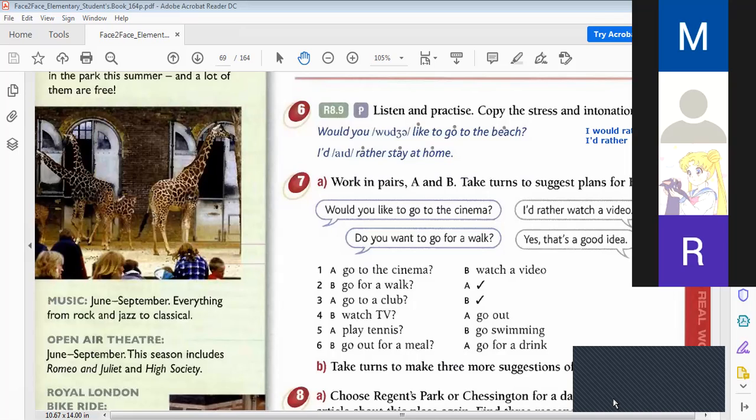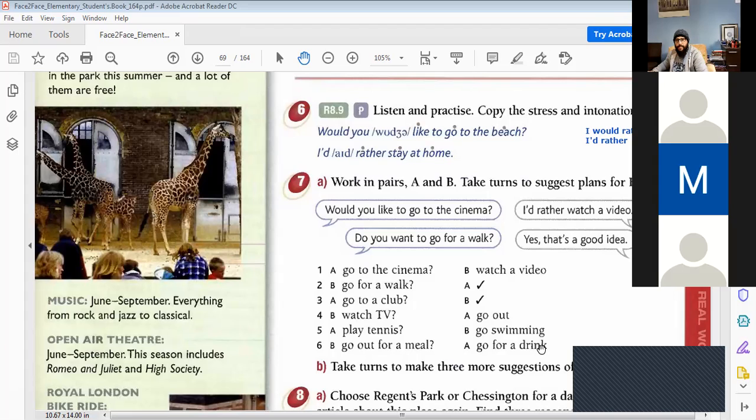What do you want to do tomorrow? Correct. I'd like to go to London.